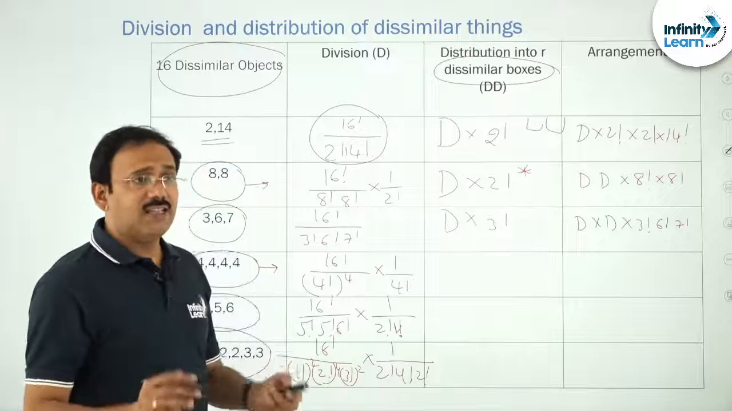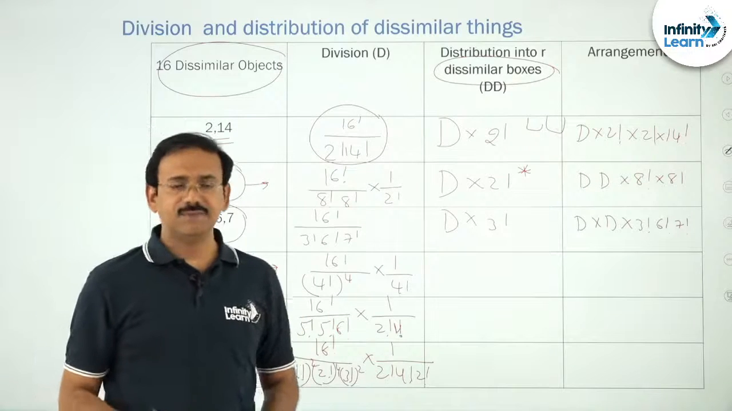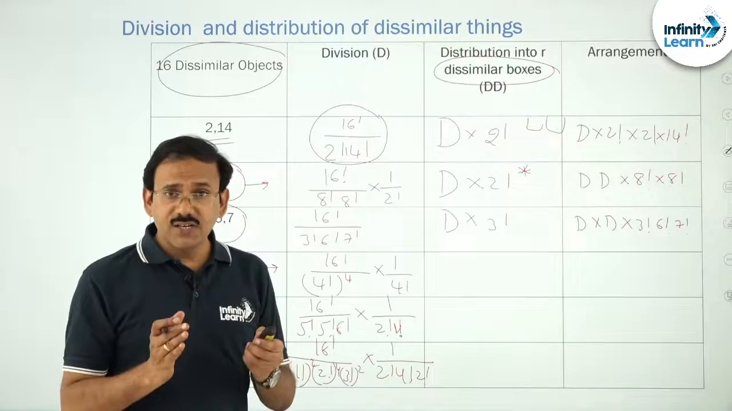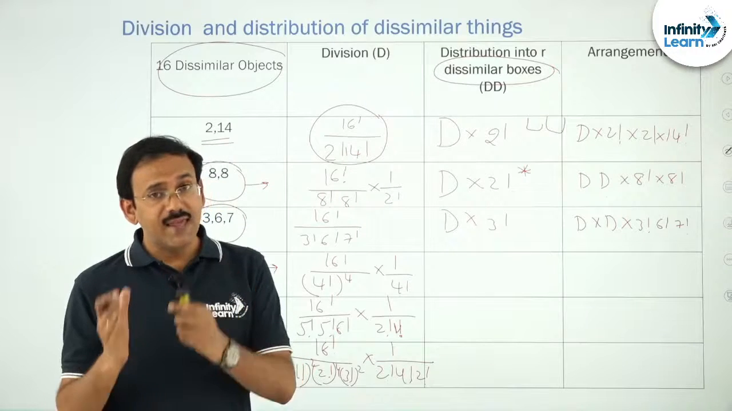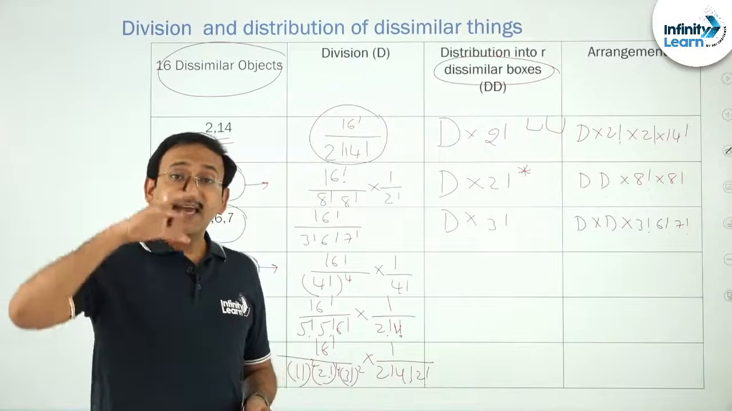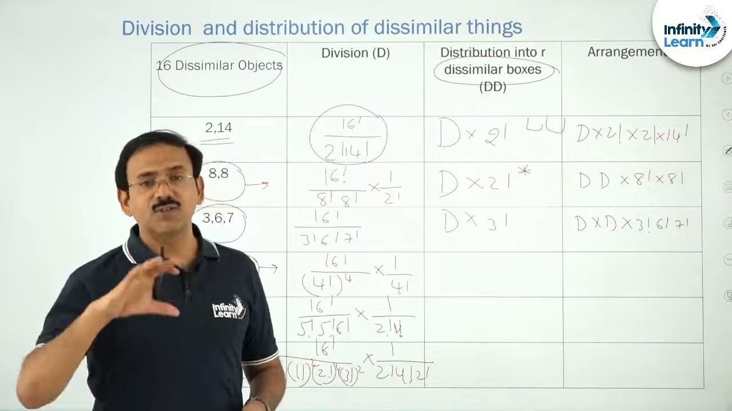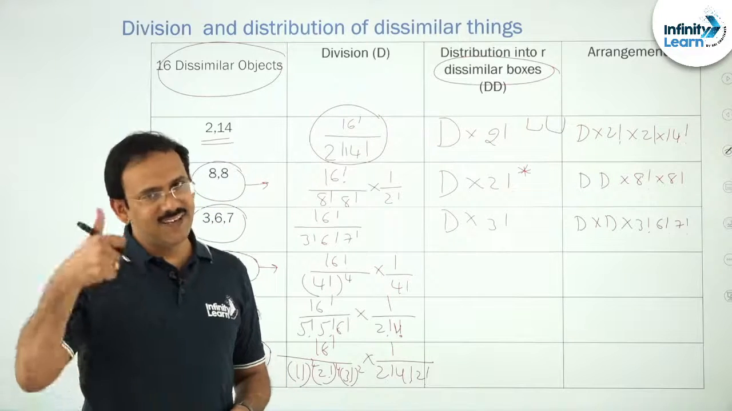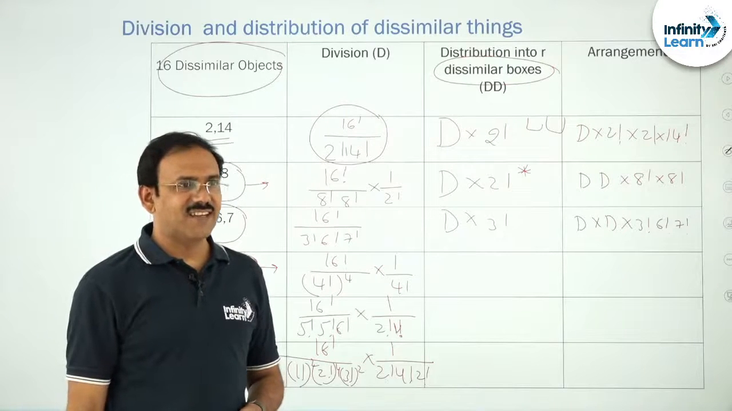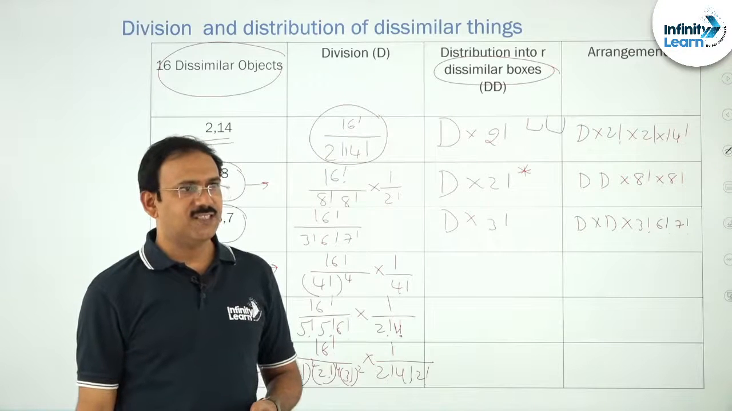Clear, friends? I think you got the clarity of division, distribution, arrangement of n dissimilar objects into n dissimilar boxes. Clear? Right? Fine, dear students.